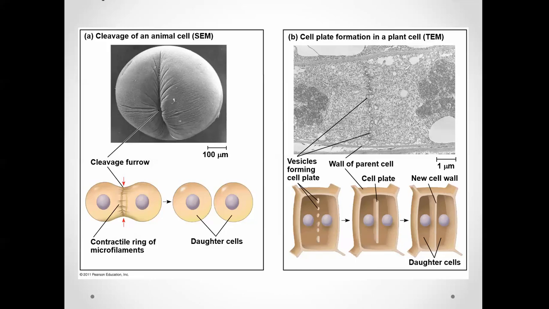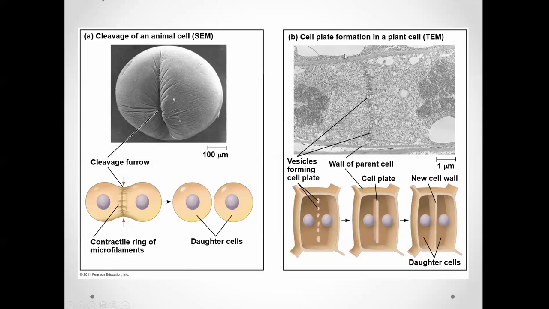Either way, what's going to happen now is in animal cells, the microfilaments, which are actin filaments, contract, kind of like the strings on a drawstring hoodie, to form a cleavage furrow, which pinches the cell in half, forming two new daughter cells, which are exact copies of each other.